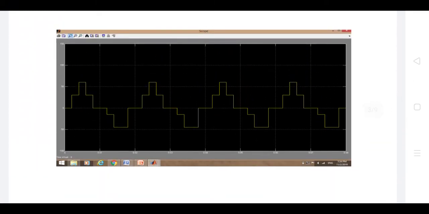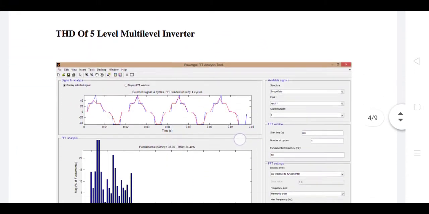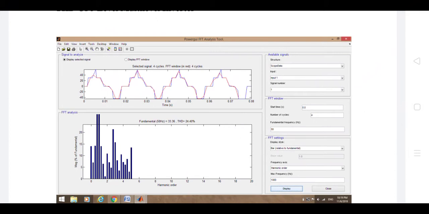The multi-level inverter is used to improve the quality of the harmonics, to cut out the harmonics of the system. After it, we calculate the THD, total harmonic distortion, of the 5-level H bridge inverter. After calculating it for the 4th cycle, the total harmonic distortion is 24.4%.